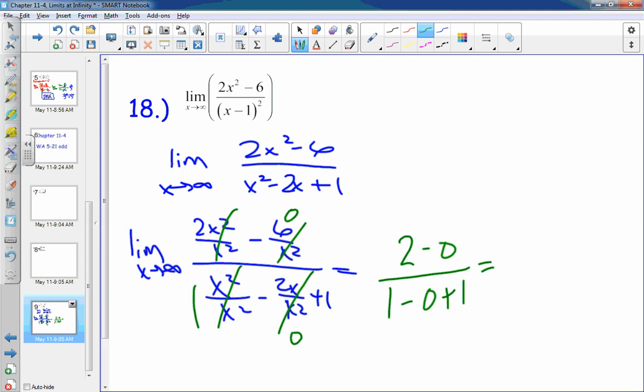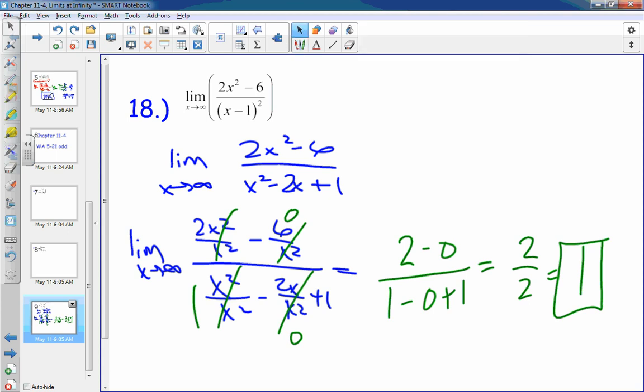What's x squared divided by x squared? No, because you're reducing it. Okay? So 2 minus 0 is 2. 1 plus 1 is 2. So what does this approach? It approaches 1. Okay? This was number 18. That's the one I did. You guys have the rest of the period to work on tonight's homework.